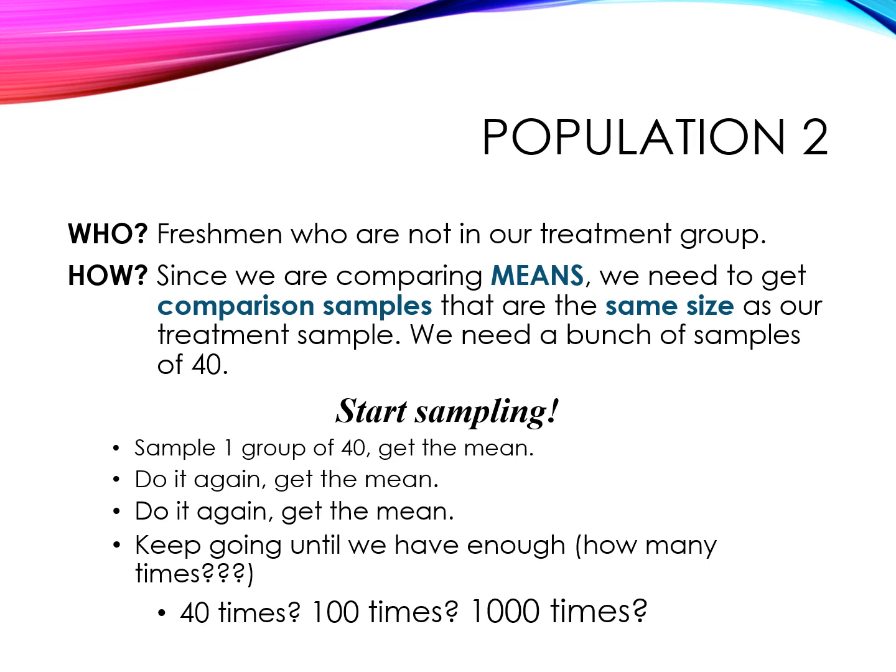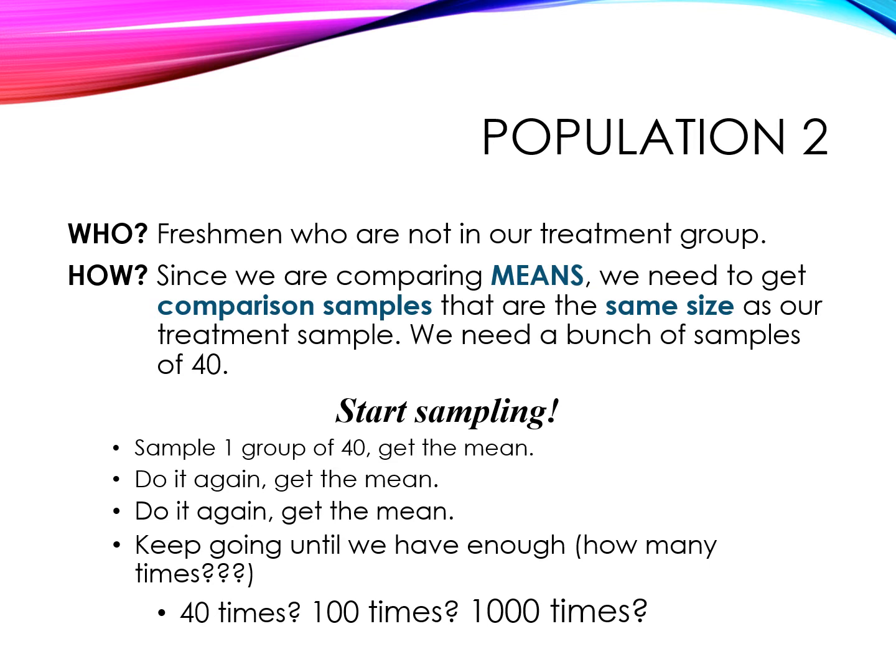Since we are comparing means, we need to get comparison samples that are the same size as our treatment sample. So we need a bunch of samples of 40. Since our treatment sample is 40 college freshmen, we need comparison samples that are 40 college freshmen, but who are not getting the treatment effect. The problem is we need more than just one. We need a whole population of them.